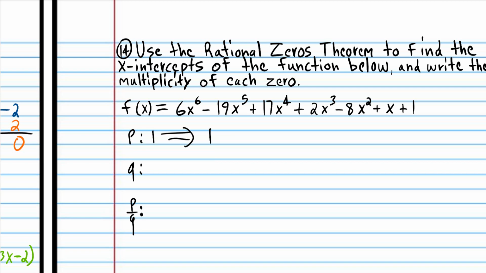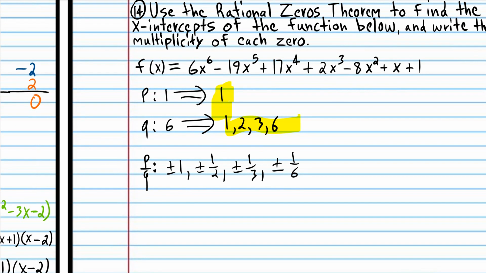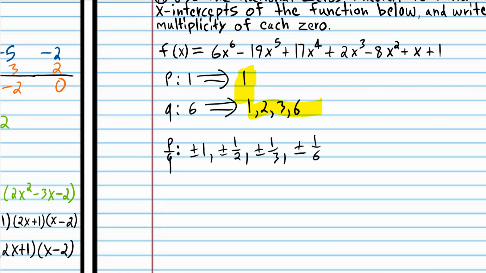So the factors of 1 are 1. And the factors of 6 are 1, 2, 3, and 6. And if we divide 1 by all these numbers, we get plus or minus 1. 1 divided by 1 is 1. 1 divided by 2 is 1/2. 1 divided by 3 is 1/3. And 1 divided by 6 is 1/6.